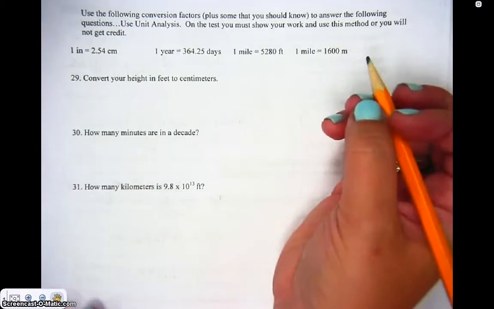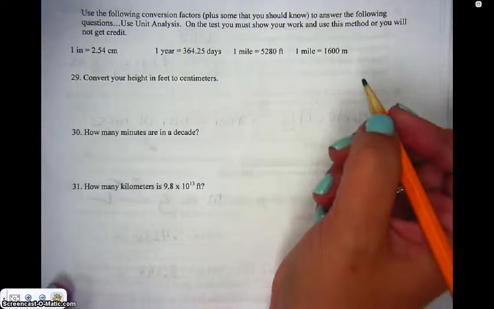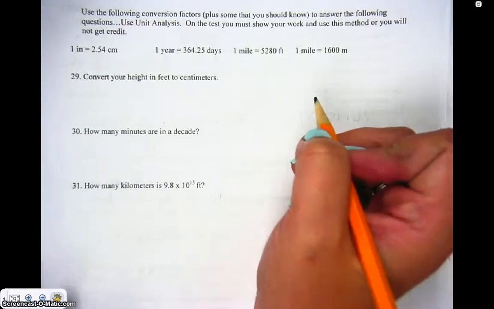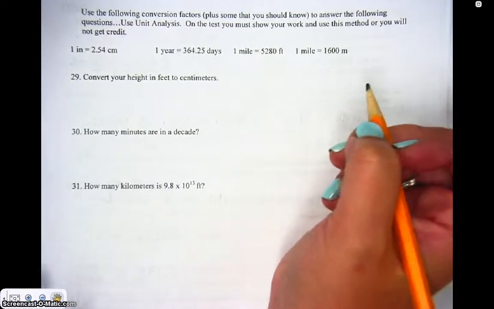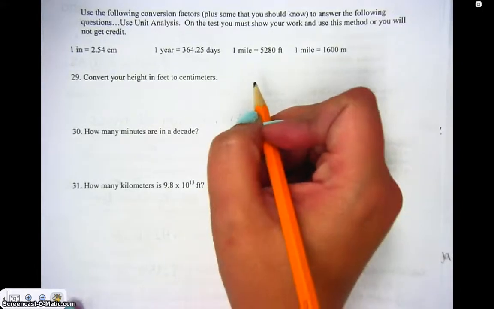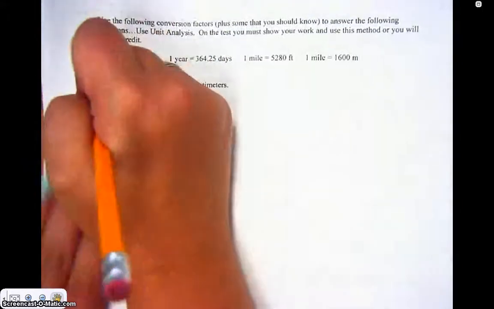So in this video, I'm going to go over the review problems from the back of the review packet on unit analysis. So the first says convert your height in feet to centimeters. It's going to be a little bit different for everybody, but let's just use if you're 5 feet 6 inches, that means you're 5.5 feet tall.